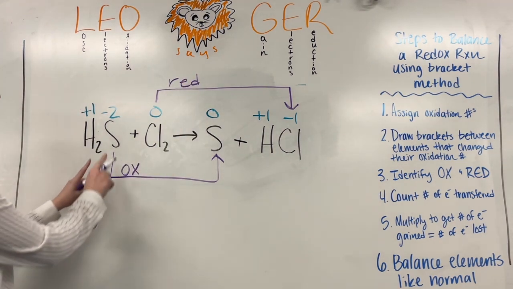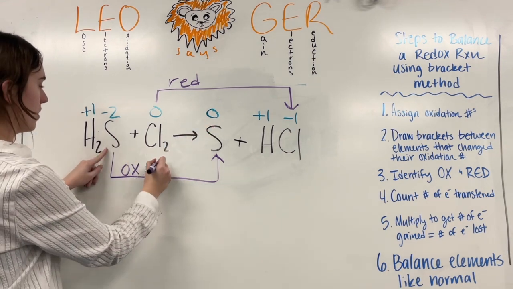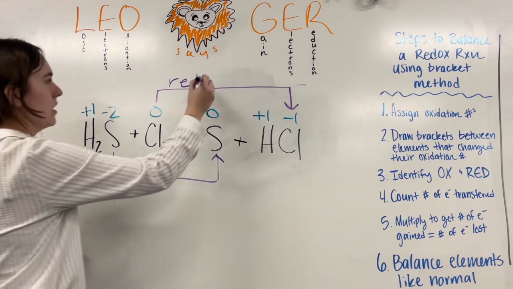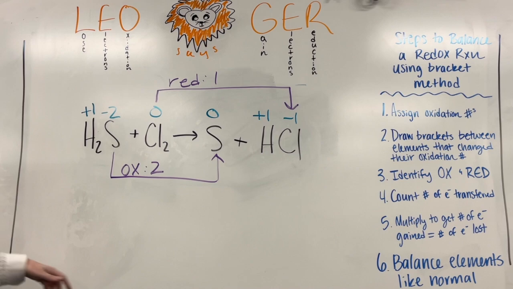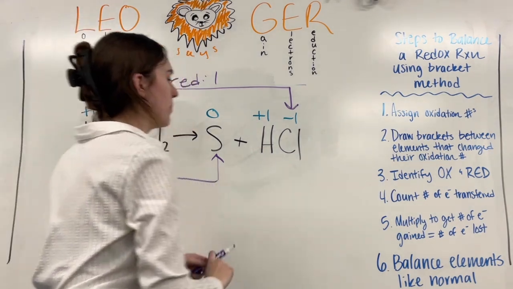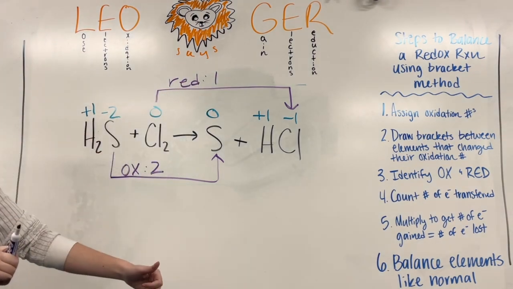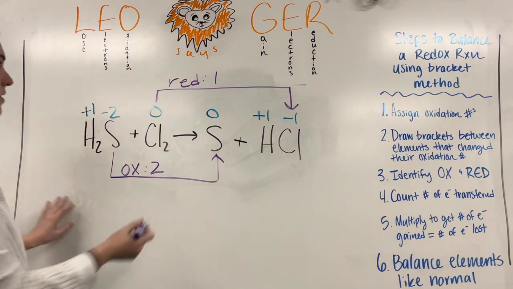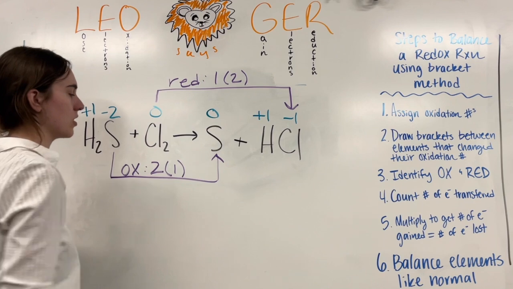Okay, now we gotta figure out how many electrons did it lose in this oxidation process. Well, it went from a -2 to a 0, so it lost 2. This one went from 0 to -1, so it gained 1. Okay, so we're not balanced electron-wise yet. This is why we have to do step 5. We have to multiply to get the same number of electrons lost as we have gained. So what if we make them both 2? Then we'll be balancing out our electrons.